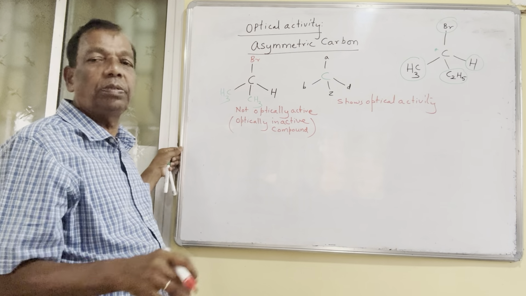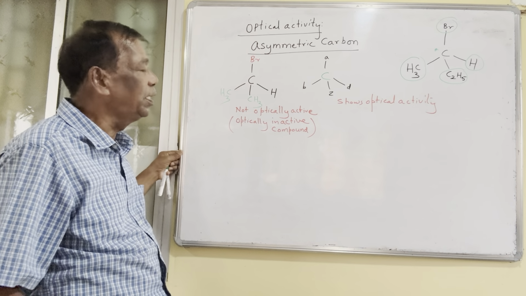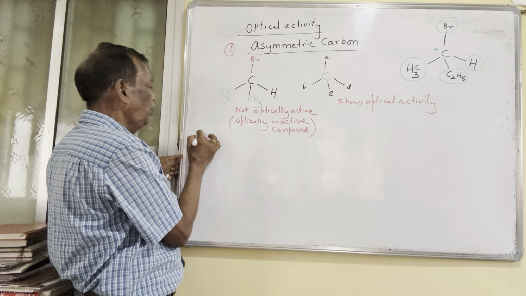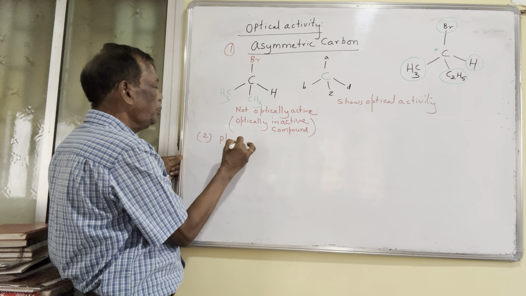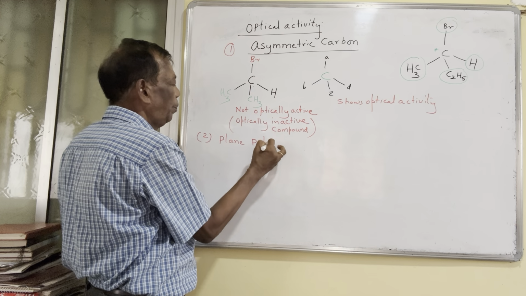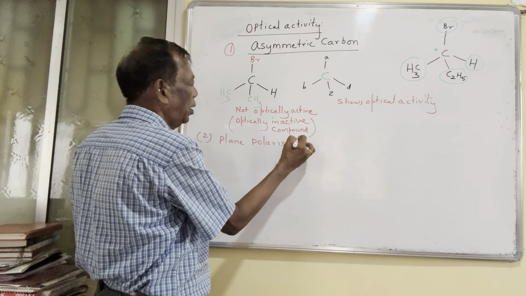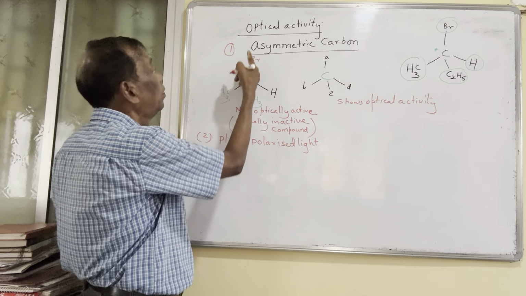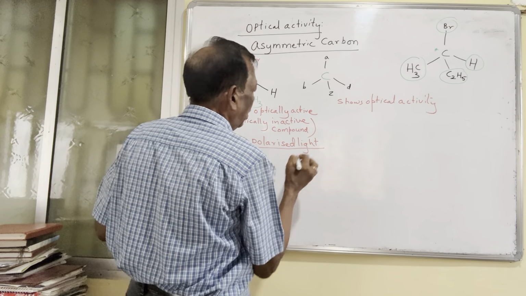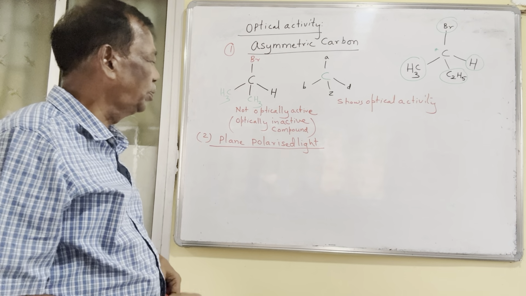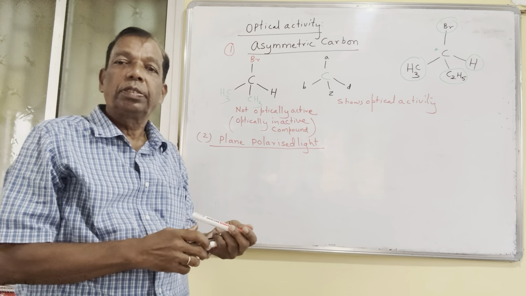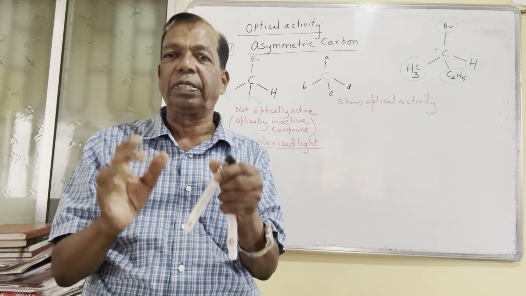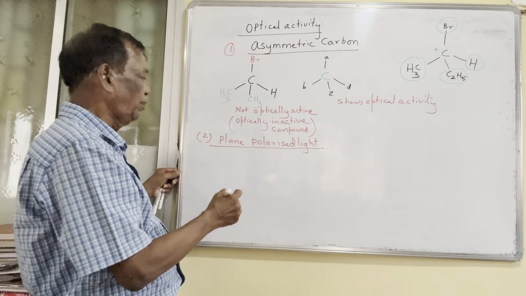Now, how do you define optical activity? For that you must know what is called plane polarized light. Plane polarized light. So I will explain to you and then I will come to that part, what is called optical activity. There are certain terms you must know. So, for this part, I will just explain to you some experimental part here. Then only you will follow very well.